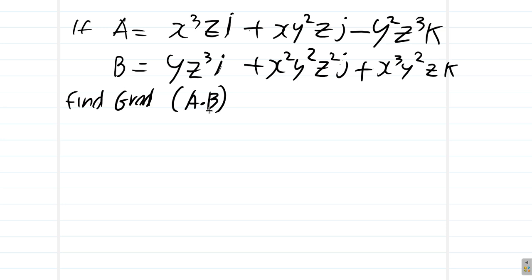Now, of course, even though we have vectors, you know that the grad will end up as a scalar. And then the dot product between A and B, A dot B, will be a scalar, so you can find the grad of it. Alright? You wouldn't be able to find the grad of a vector, but you can find the grad of a scalar field.